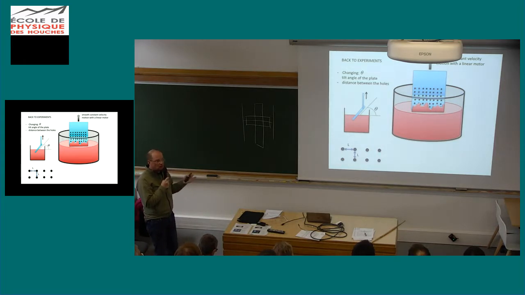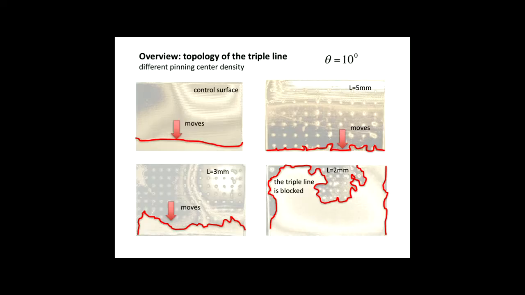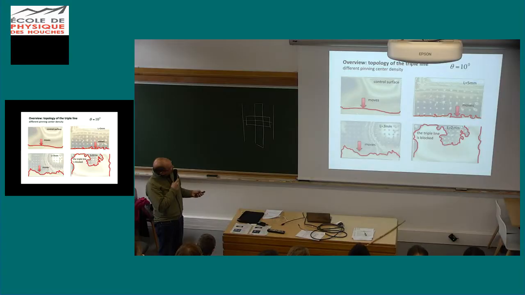Why we believe that this model also explains what happens when we change the angle at which we take the plate out of the liquid. So we understand why we have a phase transition if we change the distance between the points as we increase the density of the pinning points. It's just an overview of what happened here. You saw that on the control surface it was a quite smooth triple line which was moving. When I increased the density of the pinning points, I got to a point where the triple line is blocked, so the liquid was not moving again.